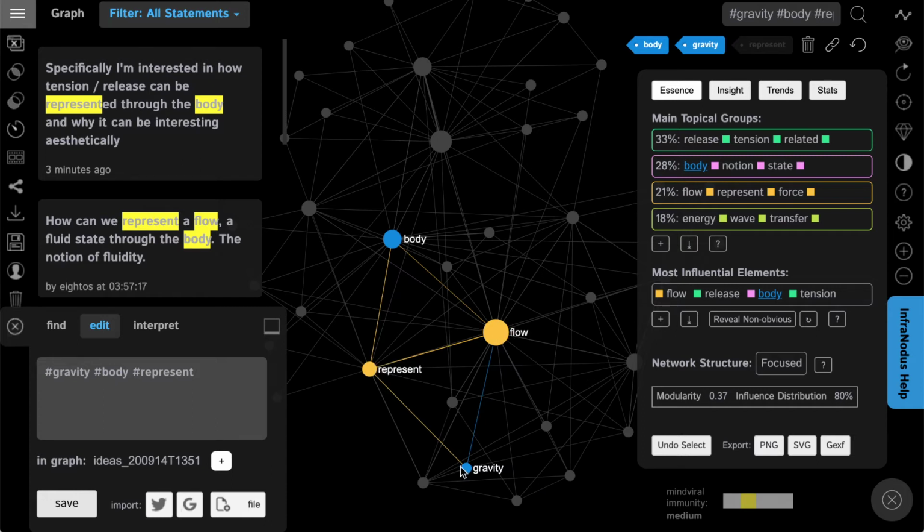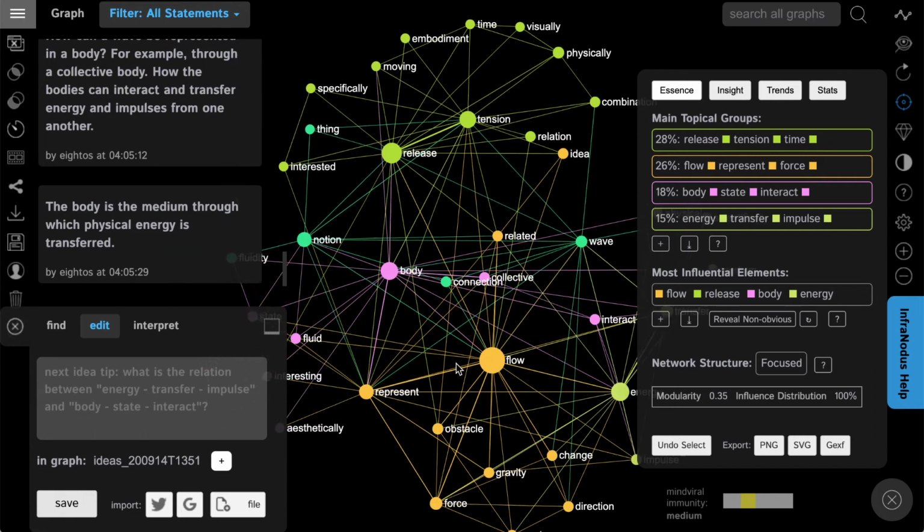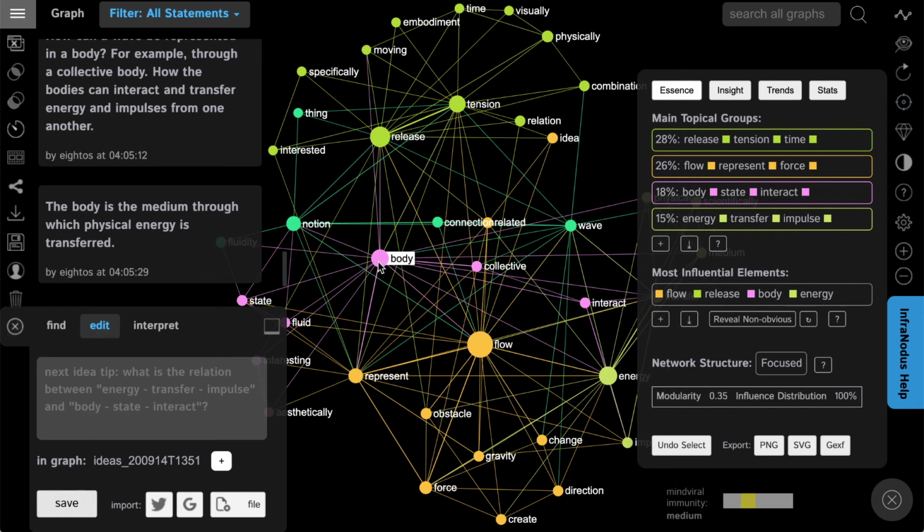So energy, body represent flow. So the body represents the flow of gravity. Or how can the body represent the flow of energy related to the force of gravity? Add this into the graph, connect the two together, so now we see the body is becoming much more influential.